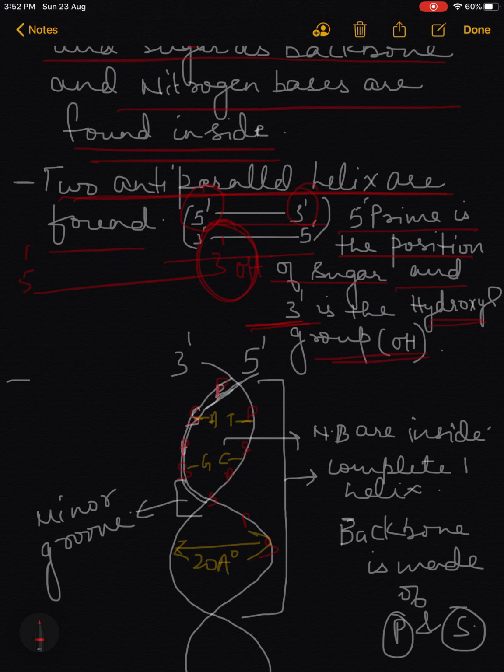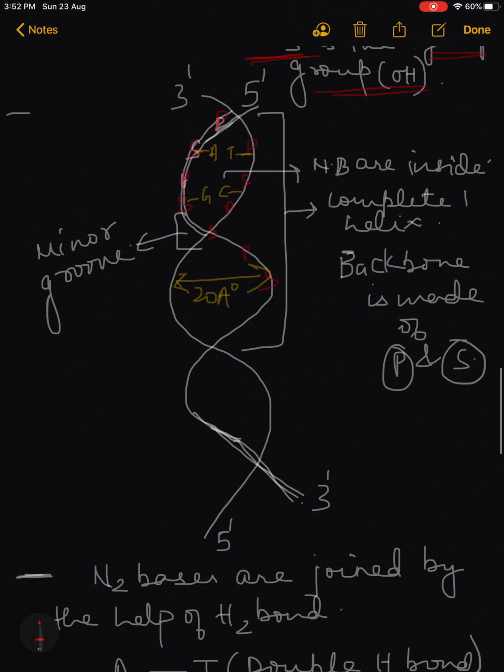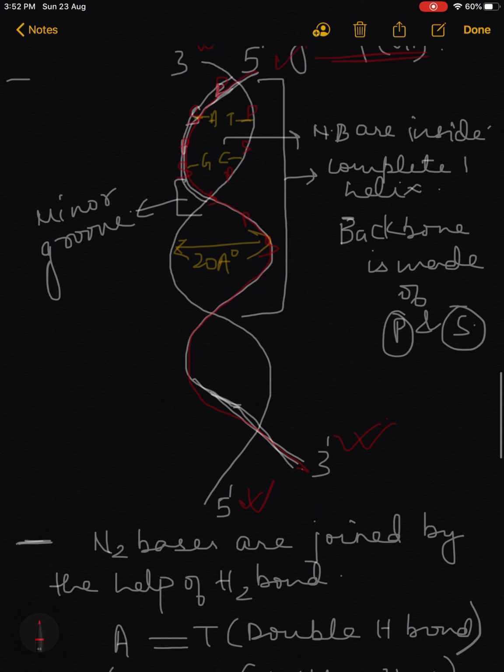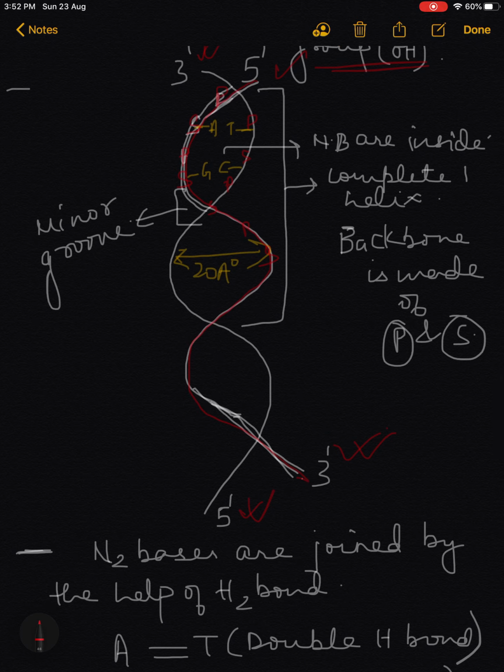So it is anti-parallel. You see, this is the double helix, and if this one is 5' to 3', then the other strand will be 3' to 5', just to show you the anti-parallel part. Then children, as I told you, the phosphate and sugar will be the backbone of the model.